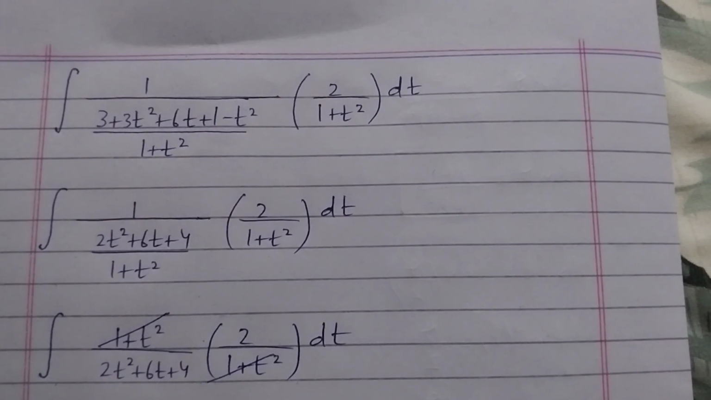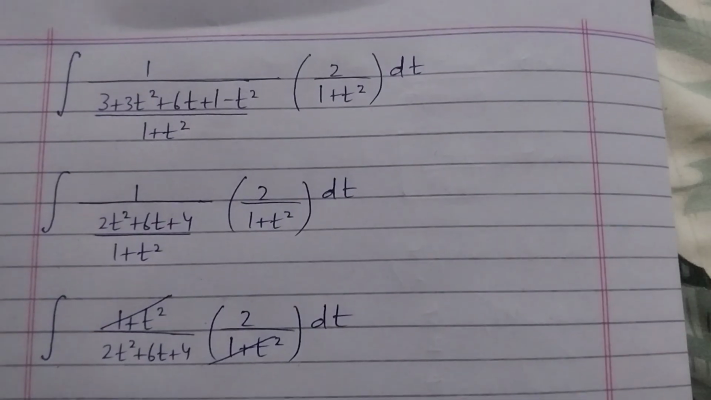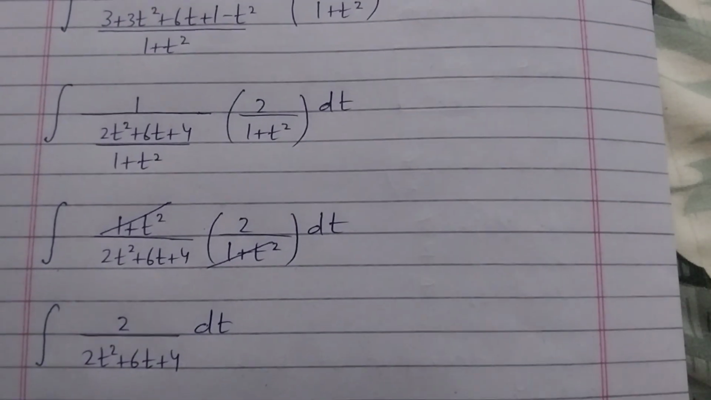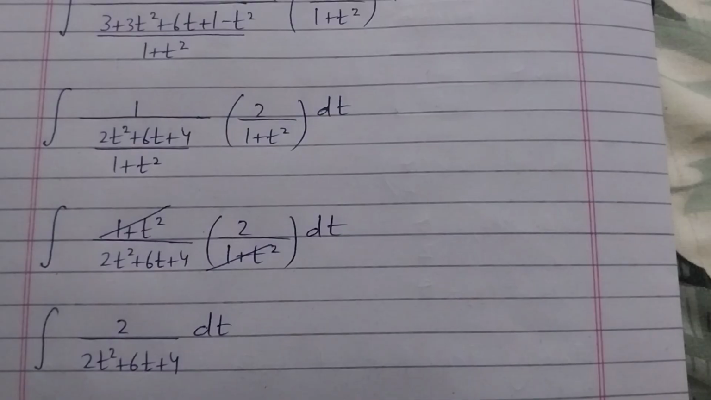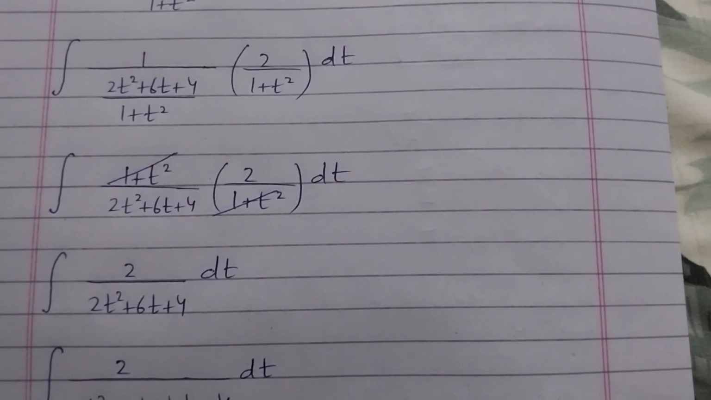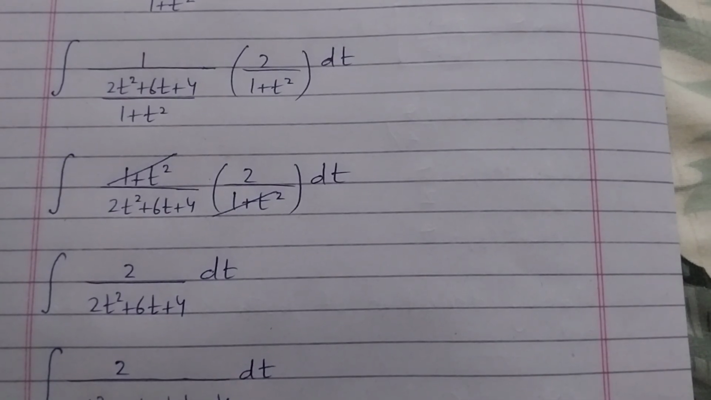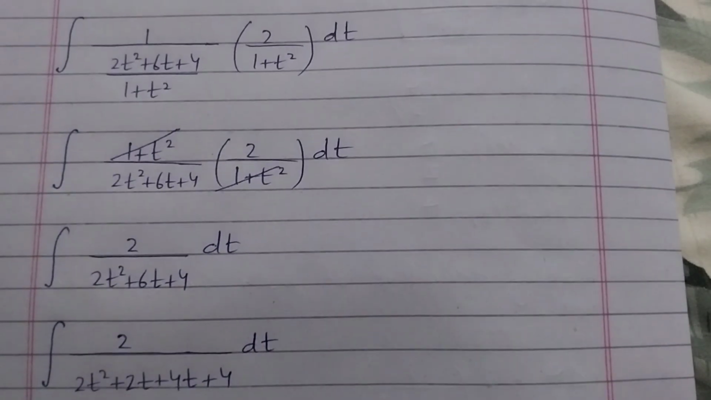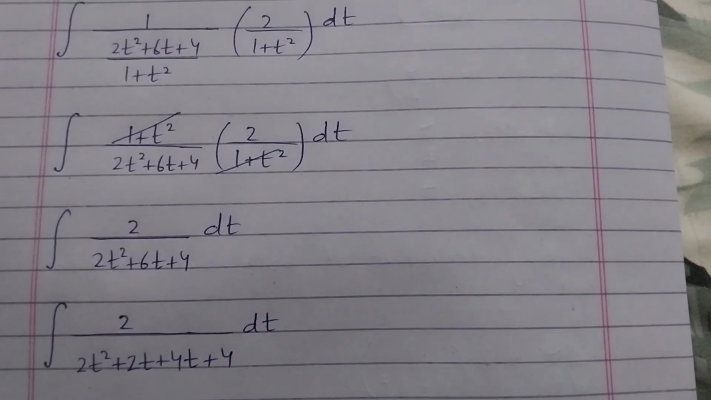So when we simplify the numerator of the fraction in the denominator, we get 1 over: 3t squared minus t squared becomes 2t squared, plus 6t, plus 1 plus 3 becomes plus 4. When this fraction is in the denominator of 1, it gets inverted, it becomes 1 plus t squared over 2t squared plus 6t plus 4, and 1 plus t squared and 1 plus t squared cancel out, so we are left with 2 over 2t squared plus 6t plus 4.